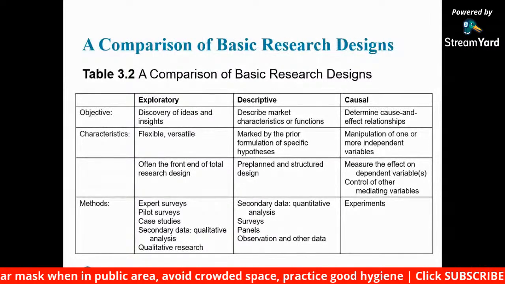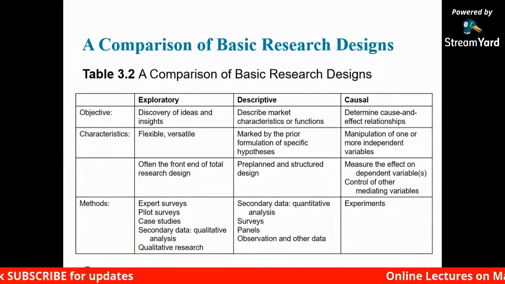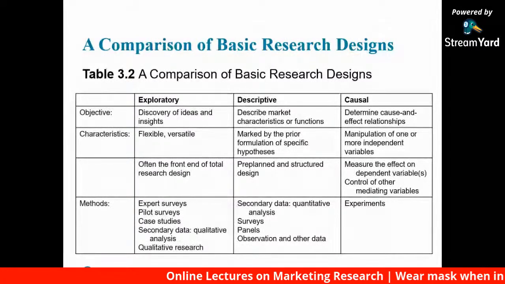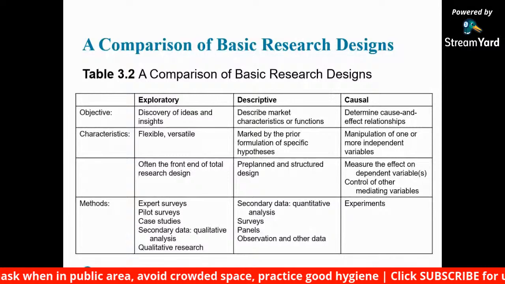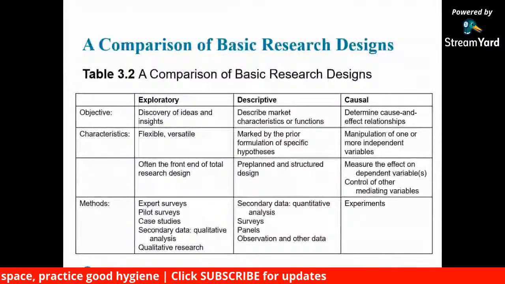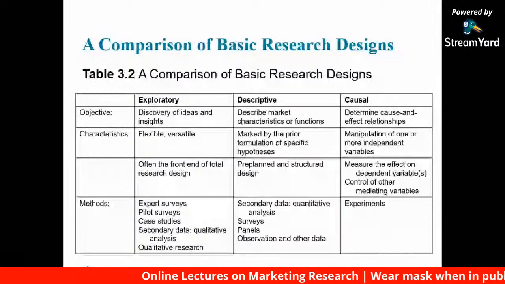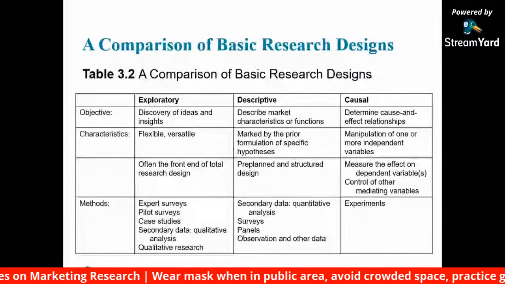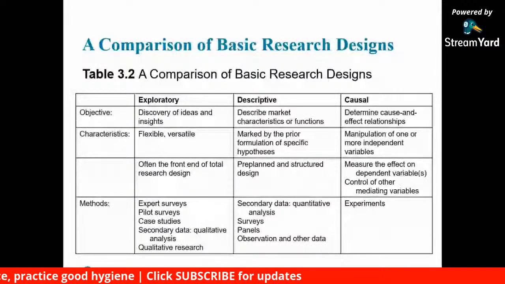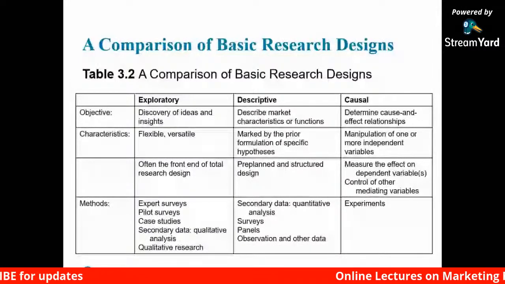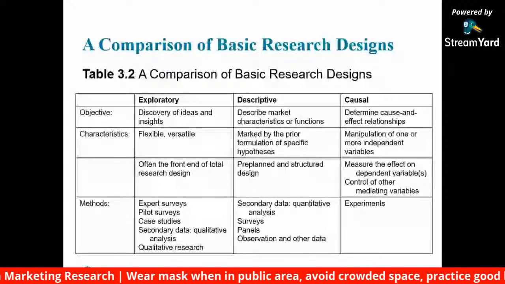Okay, so what kind of method can be used for these three kinds of research design? First, for exploratory, you can have expert survey, pilot survey, case studies. You analyze data from the company, secondary data, and qualitative research. However, for descriptive, secondary data, you can do quantitative analysis, surveys, panels, and observations. In terms of causal, you can use experiment because you want to test one-to-one. You need to do an experiment. Okay, you want to precisely analyze one variable and its effect on another variable.